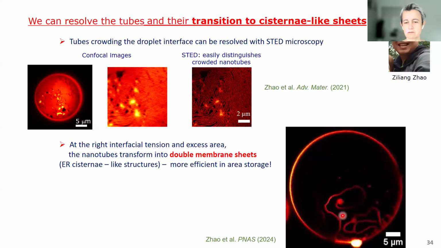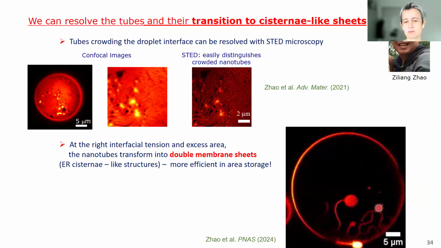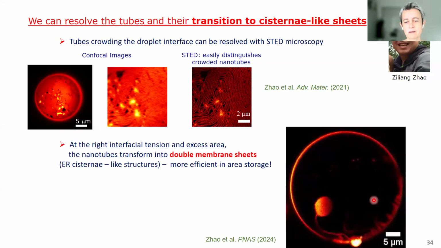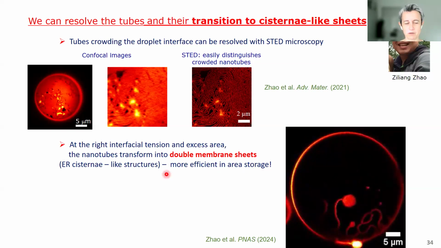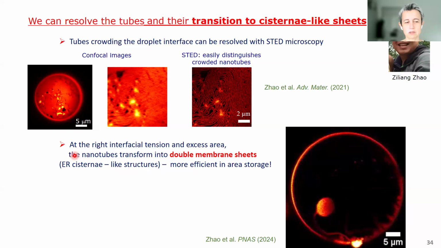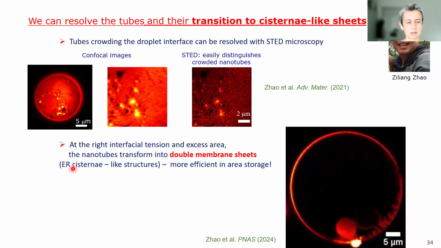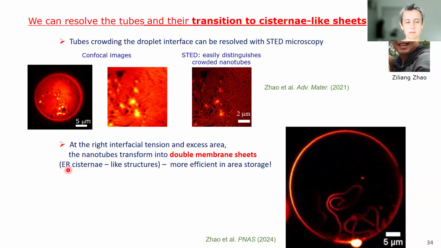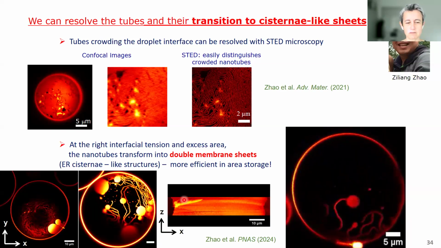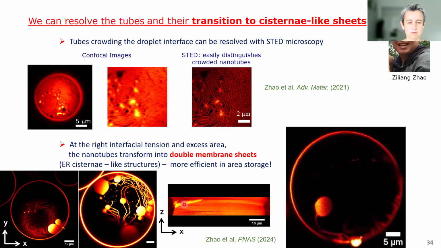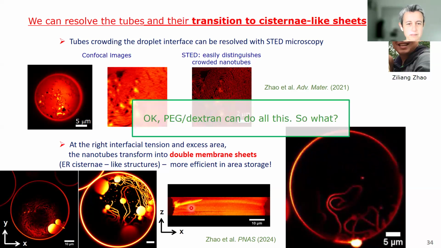So just watch the end of this tube, which transforms into something that looks like a balloon. This is actually a very flat balloon, or we call it a double membrane sheet, very flat, pancake-like, looking like a vesicle, which is reminiscent of the organelle shapes of the cisterna-like structures of the endoplasmic reticulum. Here are more images of this, and this is just a projection in the vertical direction just to show you that these double membrane sheets are very thin.